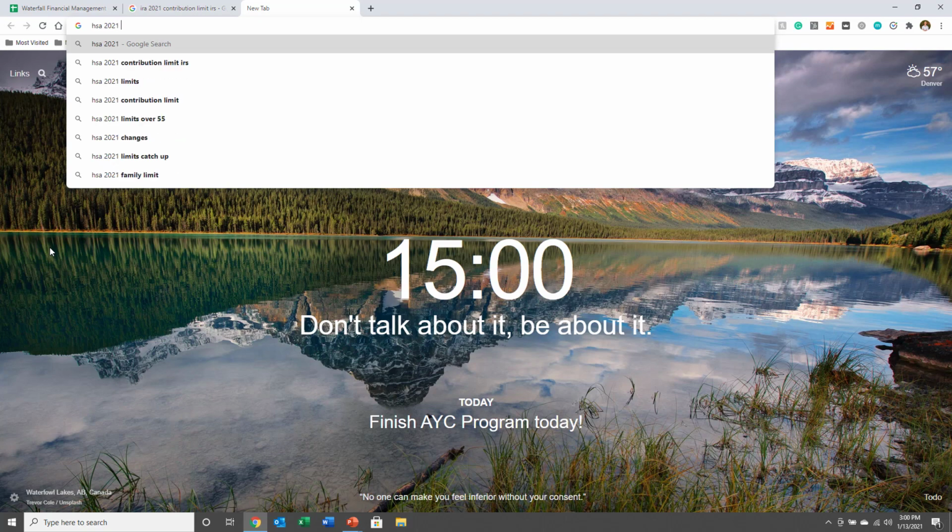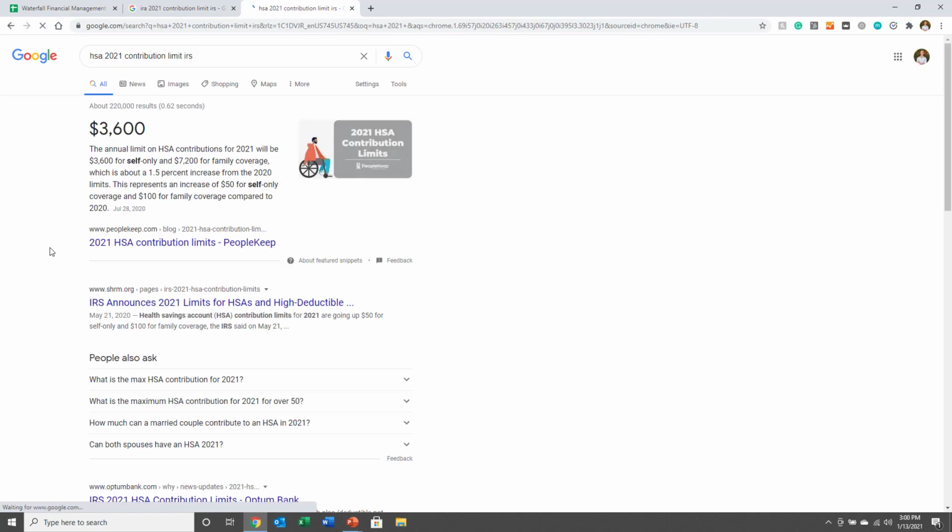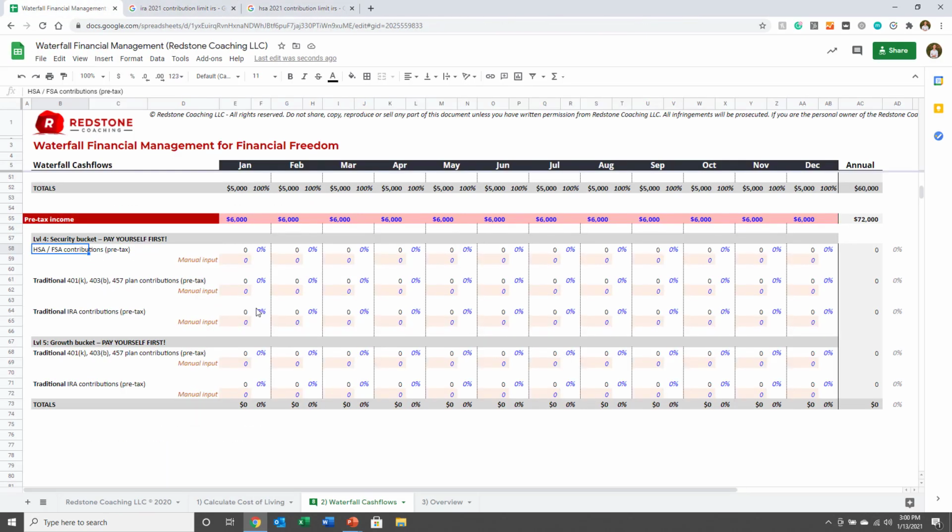And also in terms of HSA 2021 contribution limits. All right, well now we know that the annual limit on HSA contributions for 2021 will be $3,600 for self only and $7,200 for families. Great. So now we know that $3,600 is the limit.